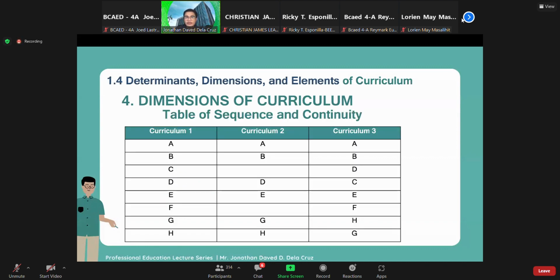Okay, so if you take a look at this one, this is a table of sequence and continuity. For the curriculum 1 and curriculum 2, ang problema sa curriculum 1, anong problema sa curriculum 1? What problem? Anong makikita natin? Is it continuity or sequence?